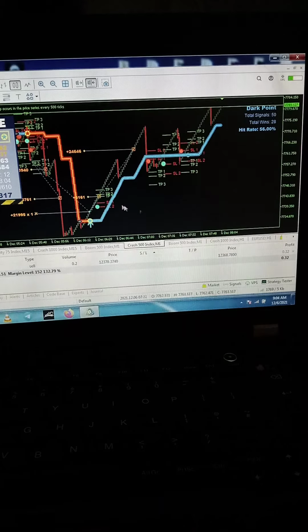Let us see for crash. You see this crash now? It's still going up. Look at where you have the entry to buy. Here, you take your entry. You keep holding. As this spike closes above this thing, you keep holding. If the spike closes above, you keep holding.